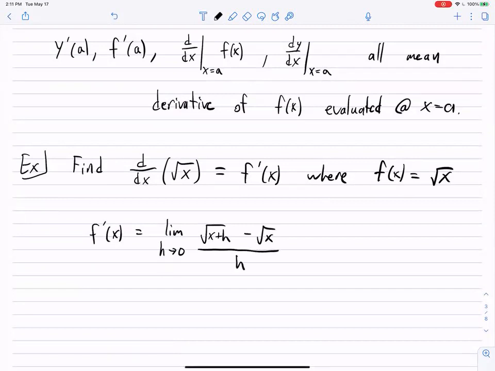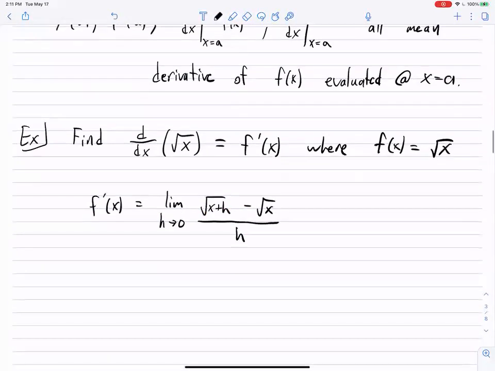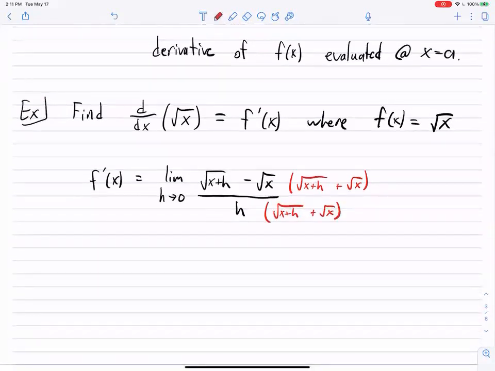And so again, if you plug in h equals 0, you're going to get 0 over 0. So we need to multiply by the conjugate. And so let me just do that in red. So multiply by the conjugate, square root of x plus h, plus square root of x, all over square root of x plus h, plus square root of x. That way the top will simplify really nice.